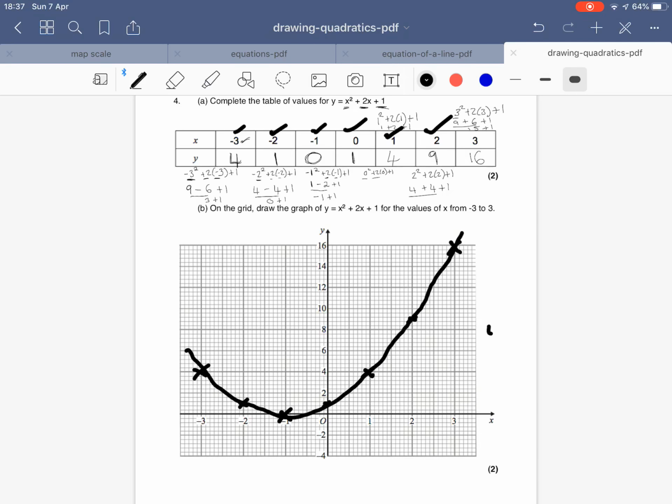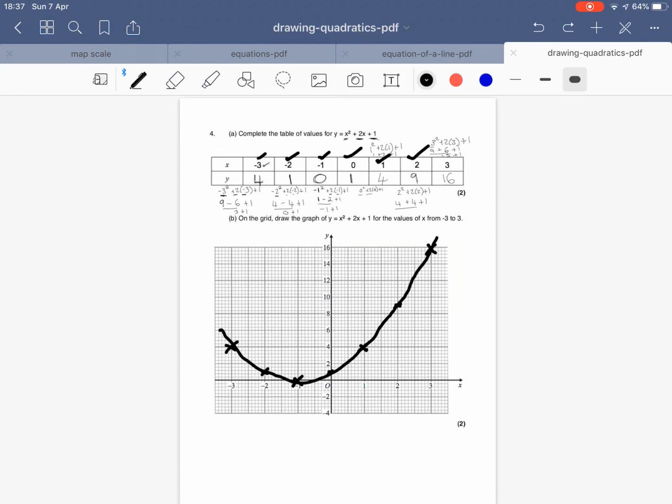Okay. If you come to a shape that was like that, you've obviously done it wrong. So go back and check. That's why you should always do these in pencil. 100% do these in pencil.